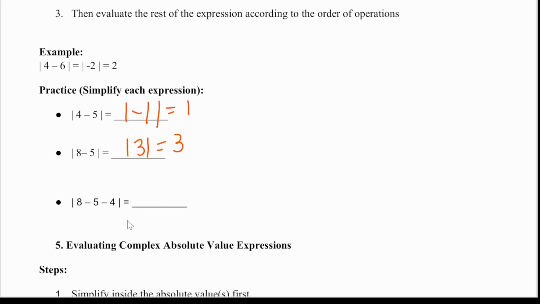This next one has 3 numbers, but just work left to right. So I would first simplify that 8 minus 5 gets us 3, drop down the -4. Absolute value of 3 minus 4, well, 3 minus 4 is -1. Then the absolute value of -1 is 1.